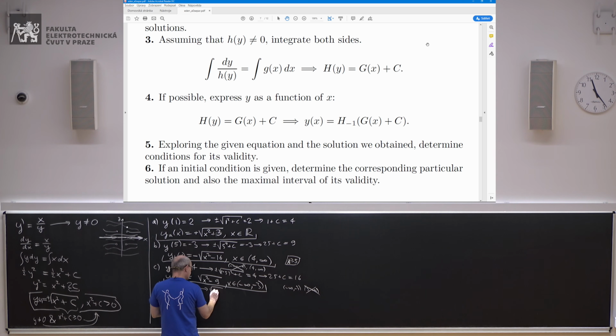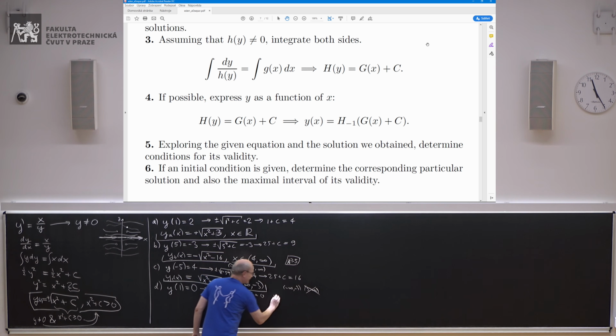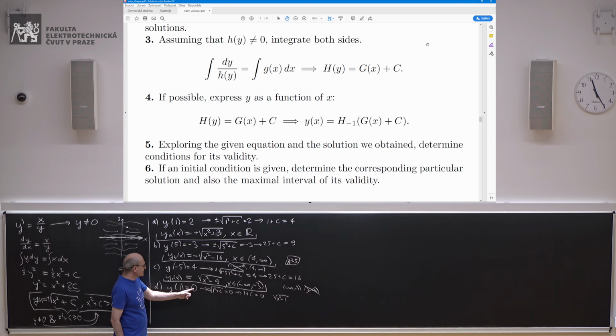Square root of 1 squared plus c should be 0, which means that, if I square, I get that 1 plus c is 0, and c is equal to negative 1. Wherein lies the problem? I get square root of x squared minus 1 as the solution, plus or minus. Well, plus or minus, I have 0 here.